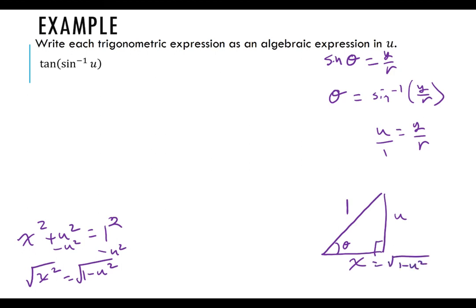Then this is really just saying, hey, take the tangent of the theta value that we drew in our picture, and since tangent is y over x, that is opposite over adjacent, in terms of u, this is u divided by the square root of 1 minus u squared.